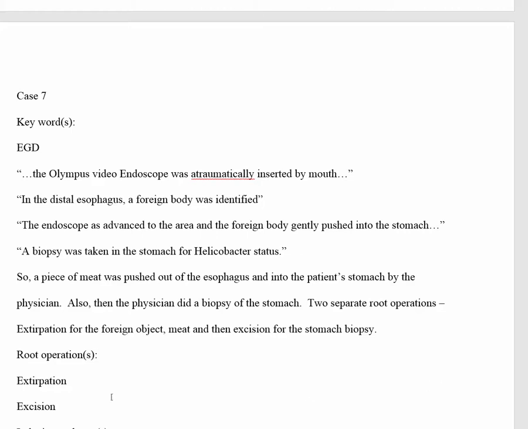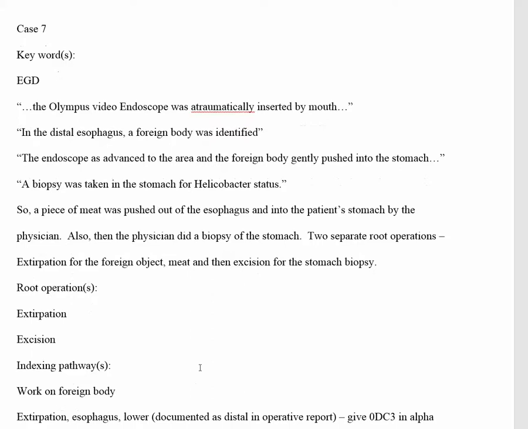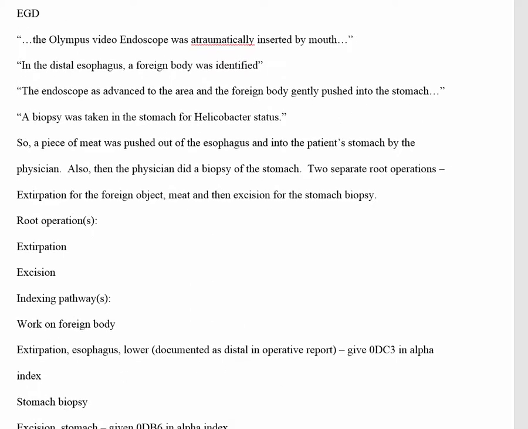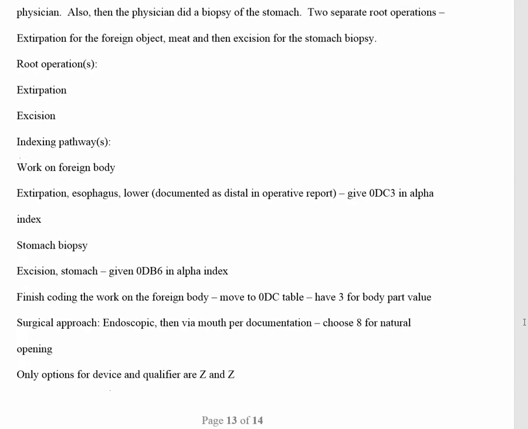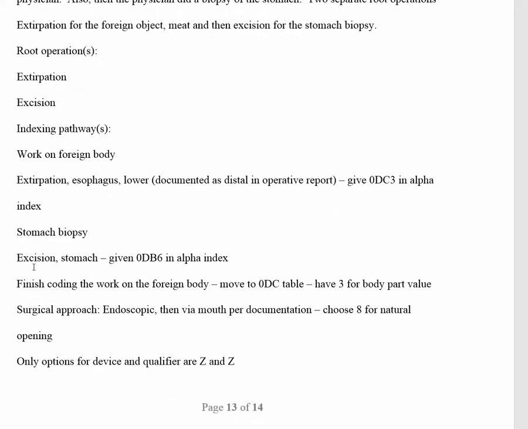That is for the work on this foreign object, which happens to be a piece of meat that the physician moved from the patient's esophagus and pushed basically into the patient's stomach. And we also have excision for the biopsy of the stomach. So for the work on the foreign body, we're going to index extirpation, esophagus, lower. It stated it was distal in the clinical information. That equates to lower. We're given 0DC3 in the alpha. If we then stay in the alpha index, we index for the biopsy, excision, and stomach. We're given 0DB6 in the alpha.